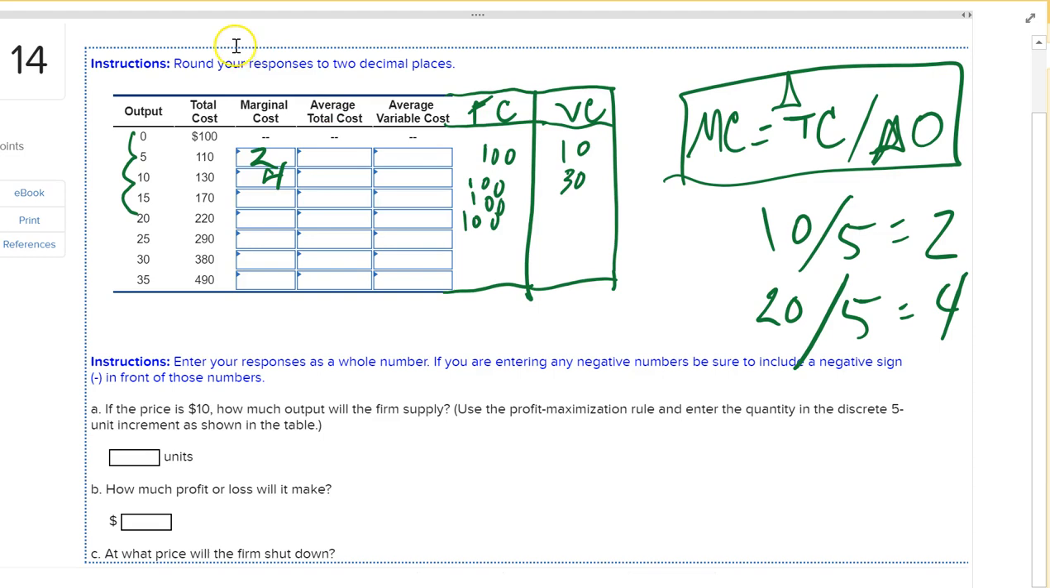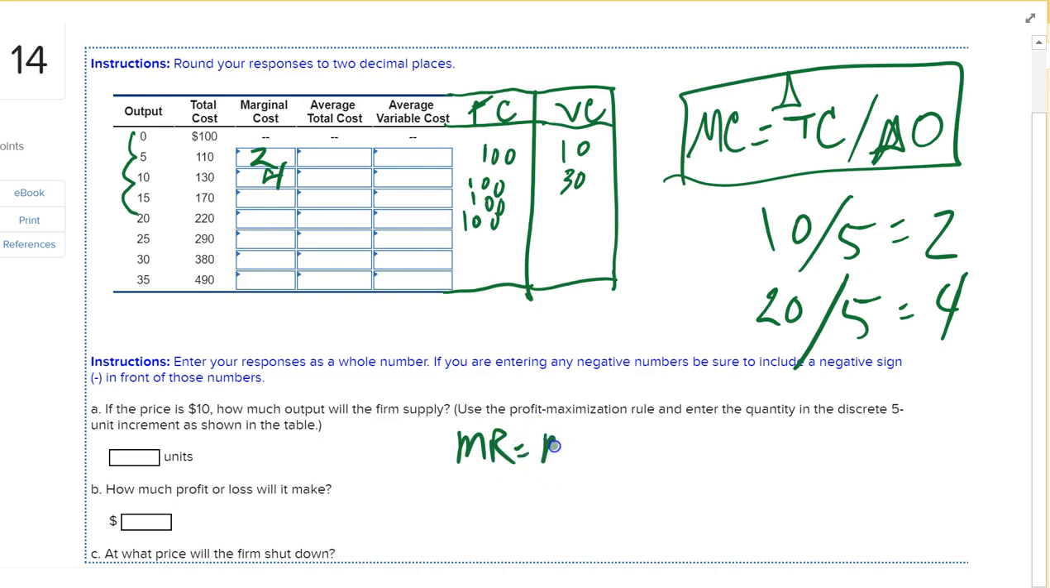You don't need to average fixed on this. And then they tell you if the price is $10, so MR equals MC. So they've told you that the marginal revenue is $10. So you're going to look for a marginal cost level at $10. And how many units of output is that? How much profit or loss? Well, that's going to be your total revenue at that level of output minus your total costs.